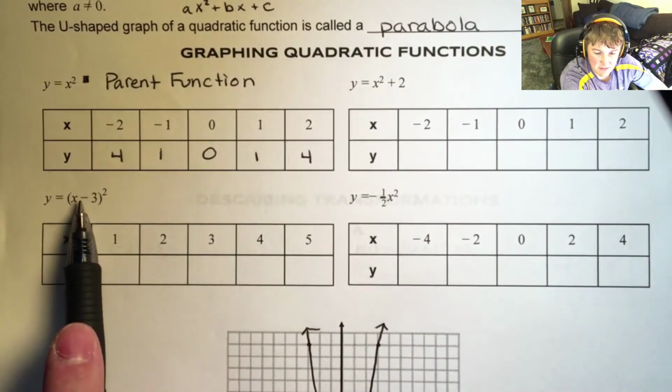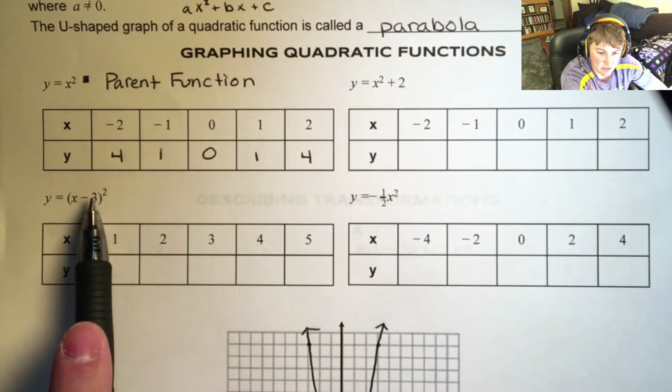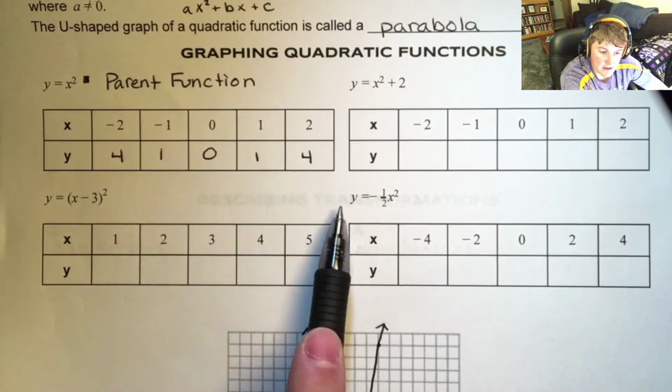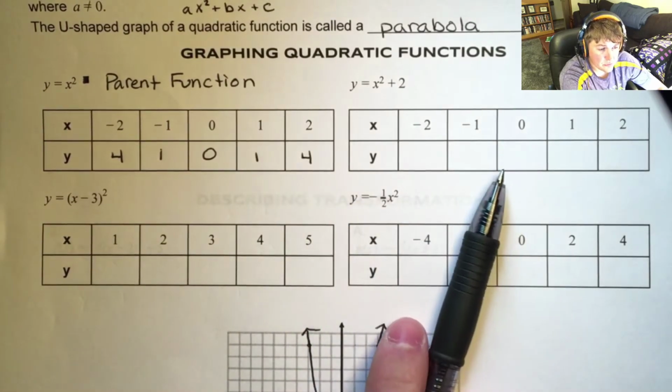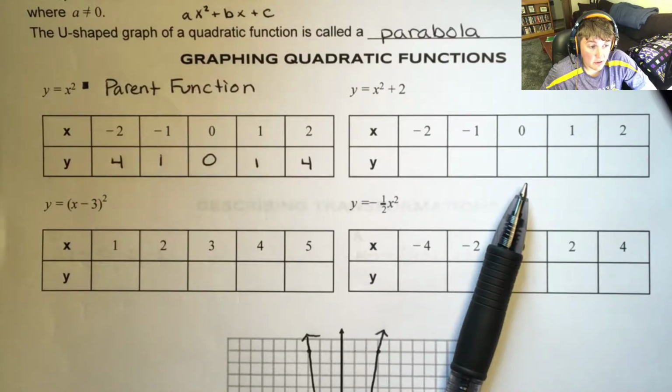Here, it's basically the same thing, except it's x minus 3 in parentheses. After you graph all of this, tell me what this -3 does. Same with this -1/2. So why don't you all pause the video and go ahead and work on that right now, and then we'll go over that in total when you are done.